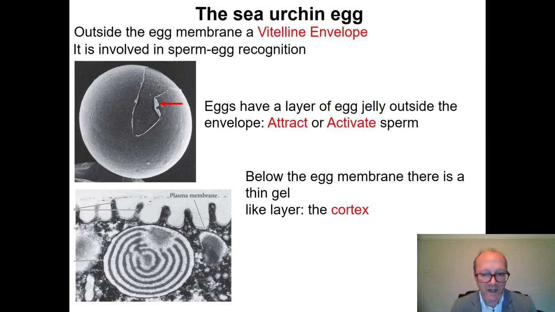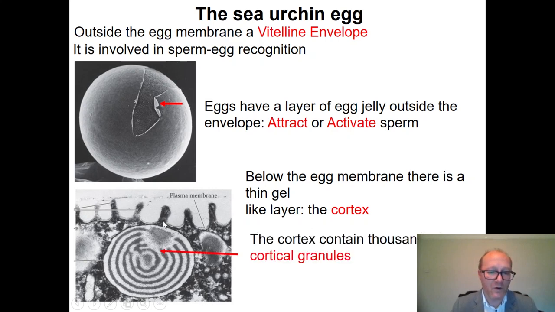In the sea urchin egg, we also recognize a layer just below the membrane. So here is the membrane with the villi. Just below the membrane, we recognize a layer that is called the cortex. And in the cortex, we have the cortical granules. The cortical granules of the sea urchin egg are very similar to the cortical granules that we saw already in the mammalian egg.